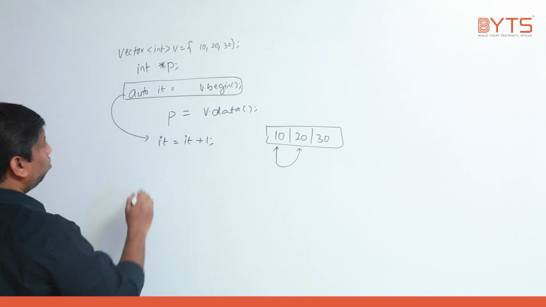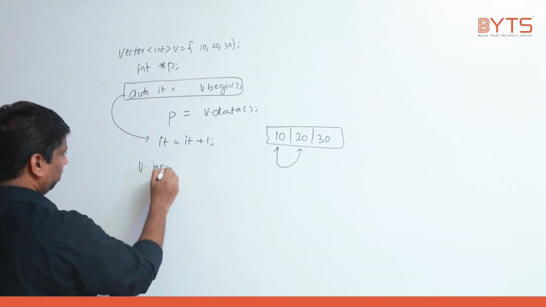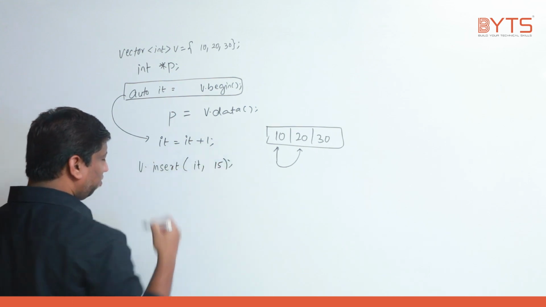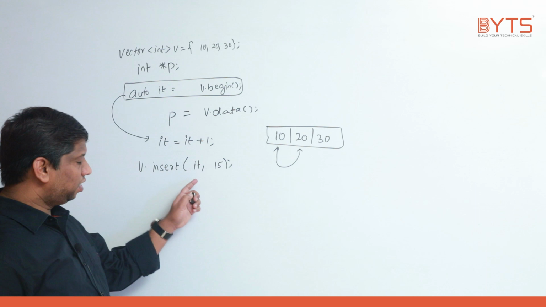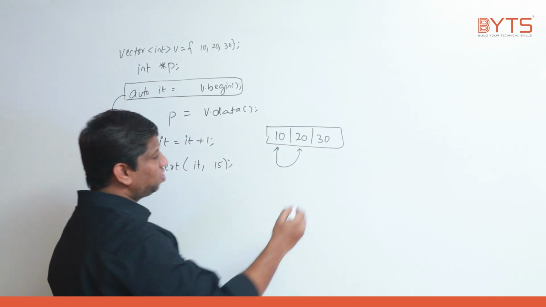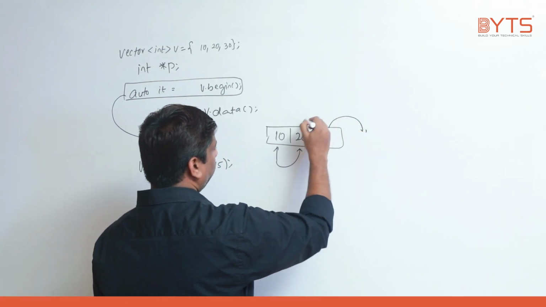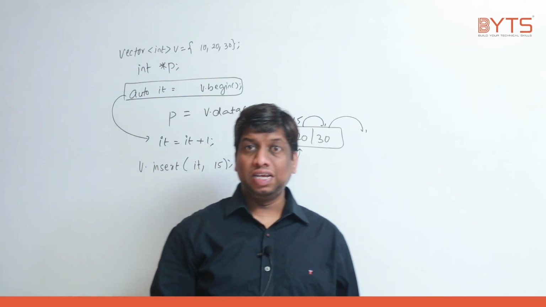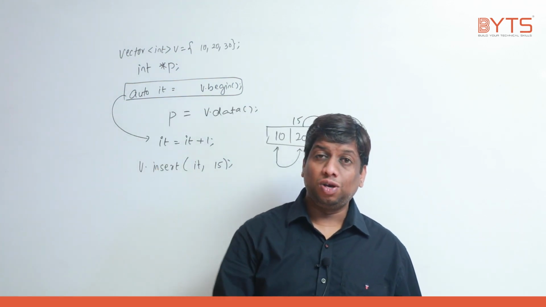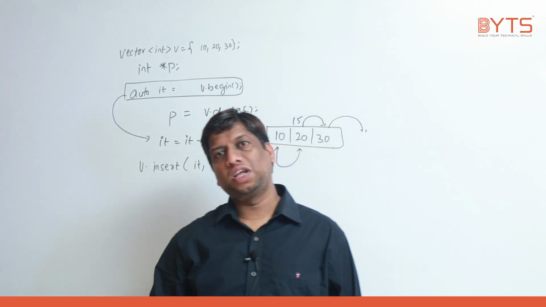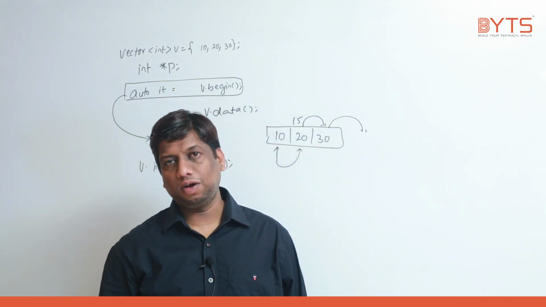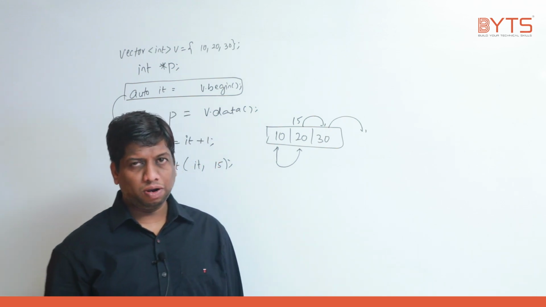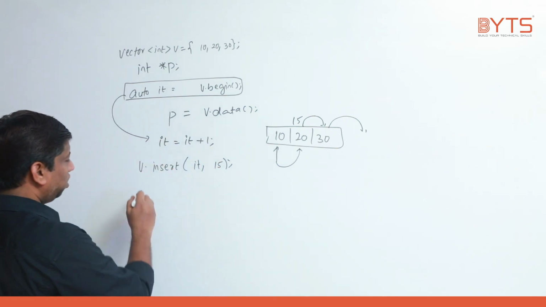Now v.insert(it, 15). What is the meaning of this statement? Wherever it is, at it I need to insert 15. It means 30 will move here, 20 will move here, 15 will come. So a very important point is, inserting an element into a vector is a costly job. Better avoid that operation. If there is no other way, you can insert, but we don't recommend it.